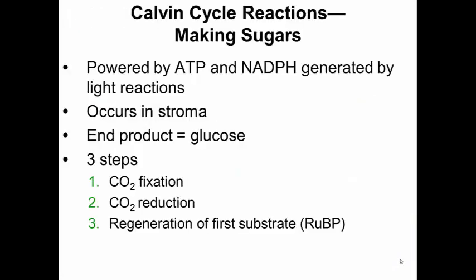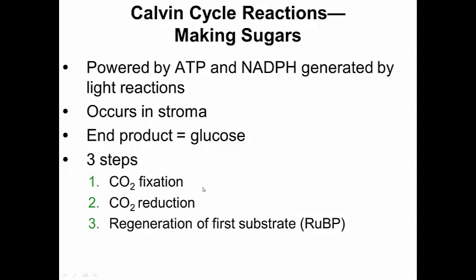We spend just a moment talking about the Calvin cycle reactions here. Honestly, we covered almost all these topics on the previous slide, at least the top 3 points. The Calvin cycle reactions are powered by ATP and NADPH, as we mentioned previously. ATP provides energy, NADPH provides electrons. The Calvin cycle reactions occur in the stroma, and the end product is glucose. There are 3 steps involved: one is CO2 fixation, one is CO2 reduction, and one is regeneration of the first substrate, which is RuBP, or ribulose 1,5-bisphosphate.